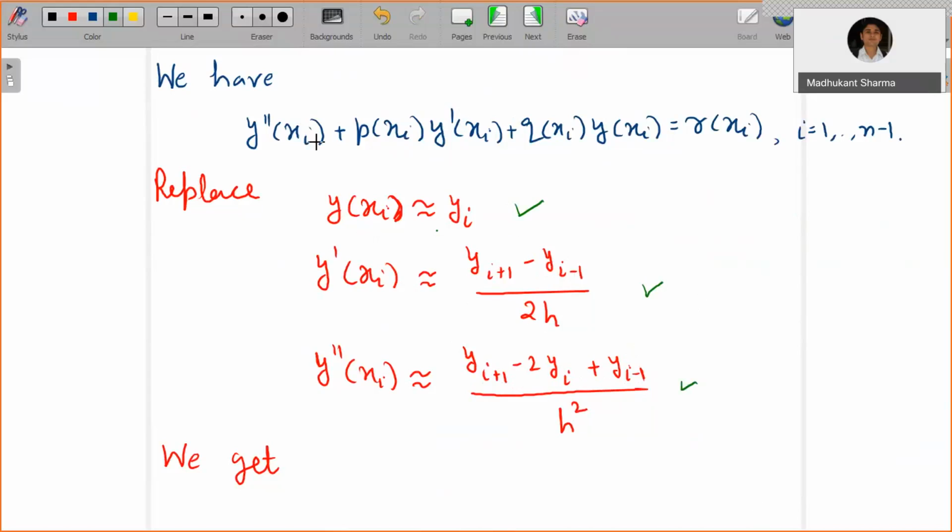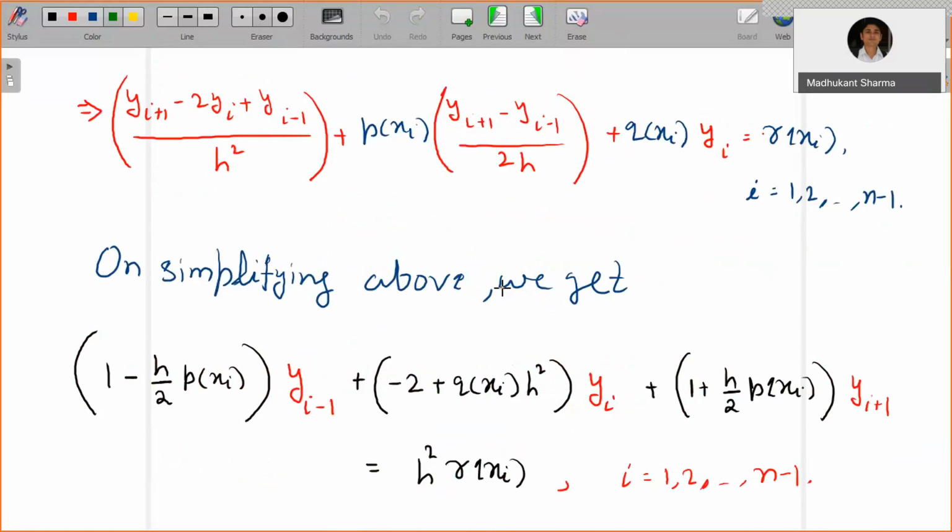Now, once you replace y double dash, y dash and y at xi, we arrange the coefficients of yi plus 1, yi, and yi minus 1 on one side, and send the rest of the terms to the right side. So I have replaced here: this is the replacement of y double dash, this is the replacement of y dash, and this is y. Now on simplifying, the yi minus 1 coefficient is 1 by h square.